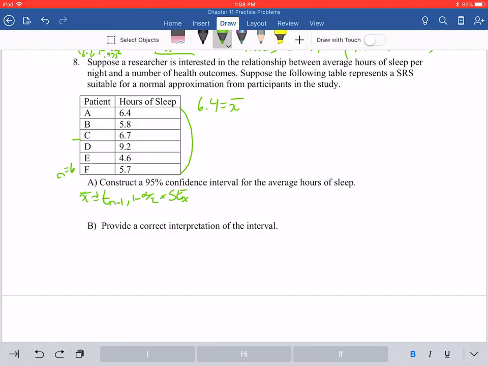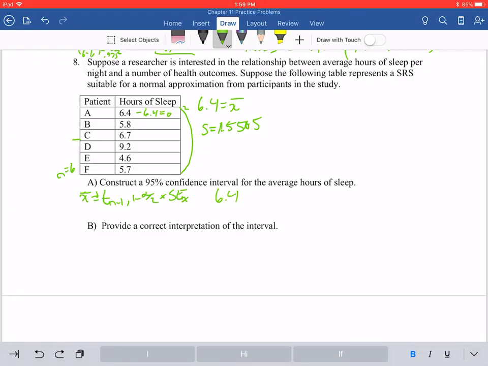We're also going to find our standard deviation when you work all this out. So you have x bar, so you take 6.4 minus 6.4 equals 0. Then you're going to square that value, add up the sum of squares. Remember our standard deviation formula. And when you do all that work, you're going to get a standard deviation equal to 1.5505. And now we have all the information we need to do our confidence interval.